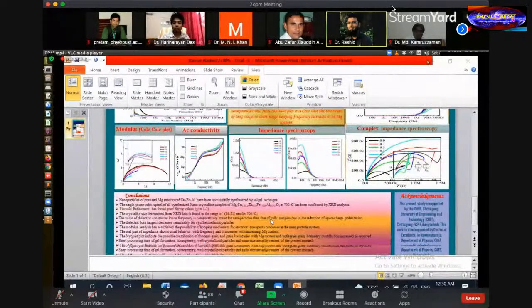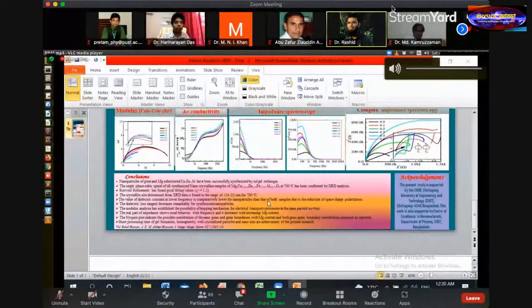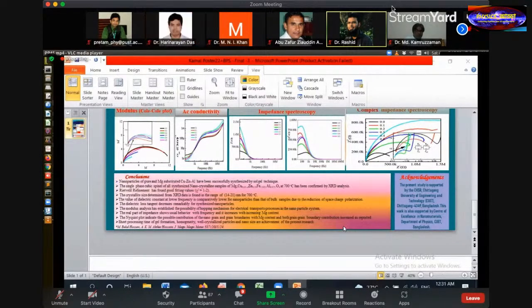Nanoparticles of magnesium substituted copper zinc aluminum ferrite have been successfully synthesized, and all the samples are single phase cubic, as confirmed by XRD at 700 degrees centigrade. The analysis also shows the value of the dielectric constant is remarkably low. The modulus spectrum establishes the possibility of a hopping mechanism. The Cole-Cole plot shows that both grain and grain boundary resistances increase.